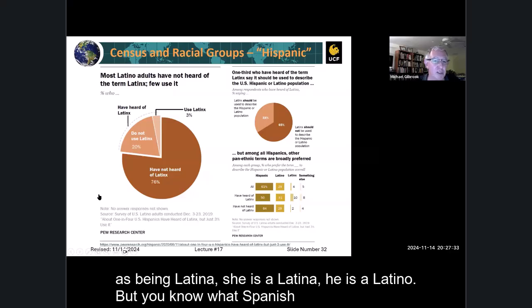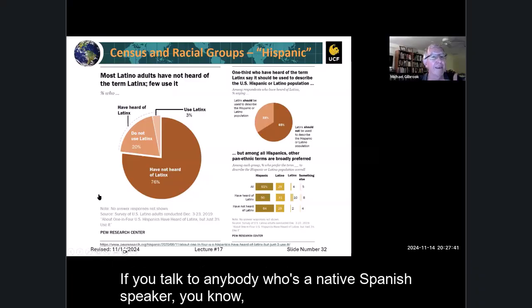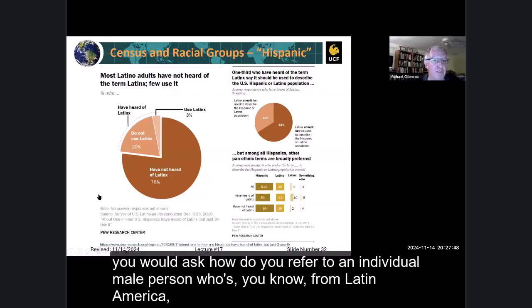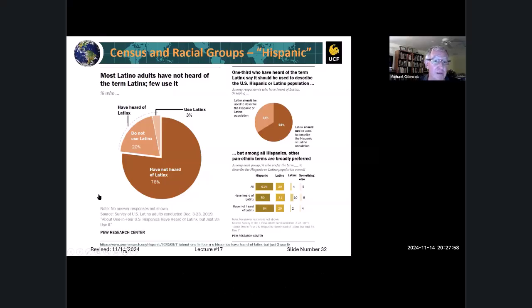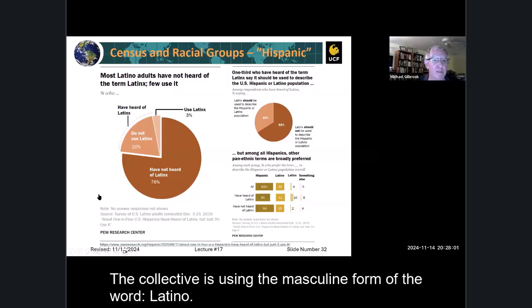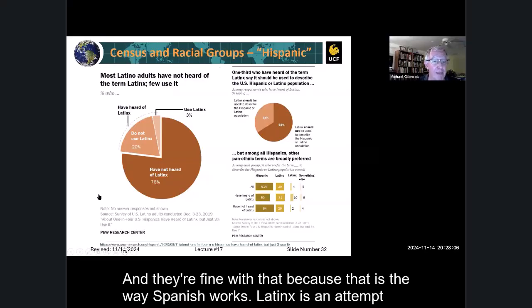But you know what? Spanish, the language, unlike English, is actually gendered. All the Romance languages are, Spanish, French. If you talk to anybody who's a native Spanish speaker, you would ask, well, how do you refer to an individual male person who's from Latin America? He is a Latino. She is a Latina. How about all of you collectively? We are all Latino. The collective uses the masculine form of the word, Latino. And they're fine with that because that is the way Spanish works.